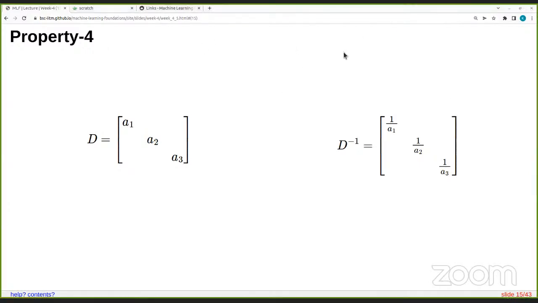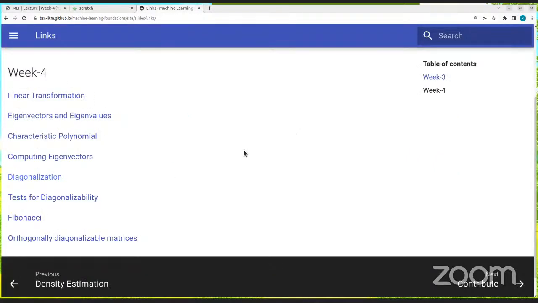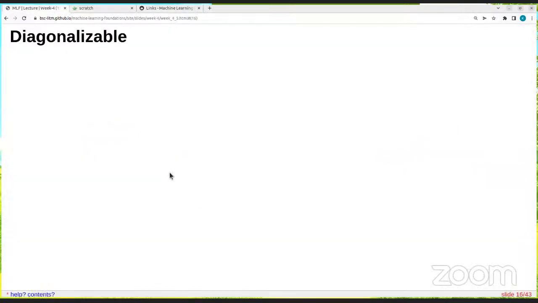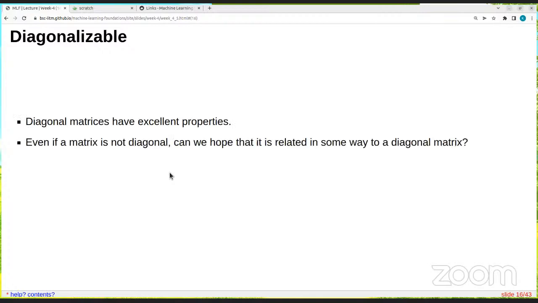So any other questions so far? No. Okay. So this is the setup. Remember that we are studying this concept called diagonalization. Diagonal matrices have excellent properties, as we have seen. So this is our hope. All matrices are not diagonal. Can we hope that we can find some matrices which are somewhat related to a diagonal matrix?